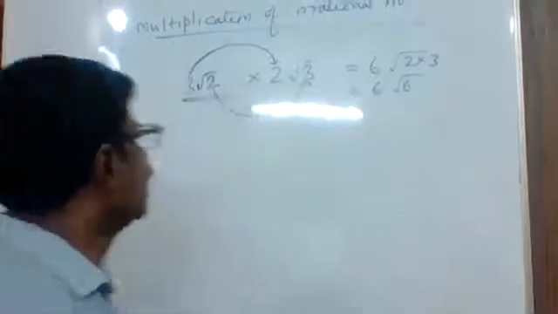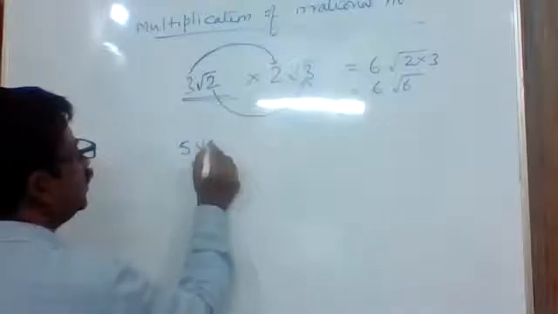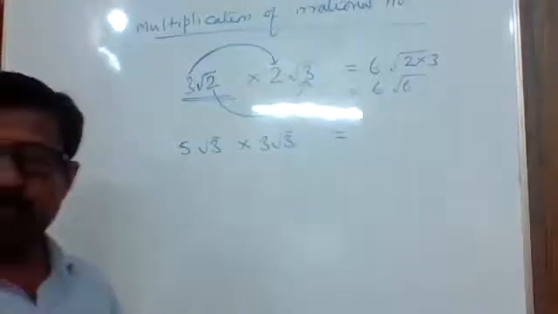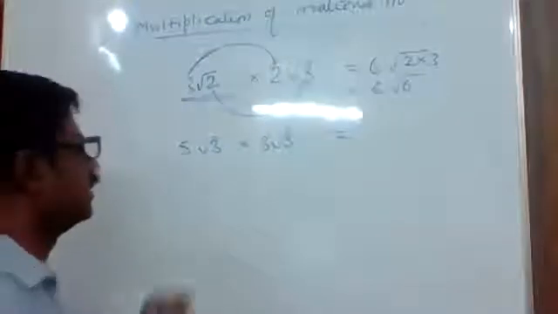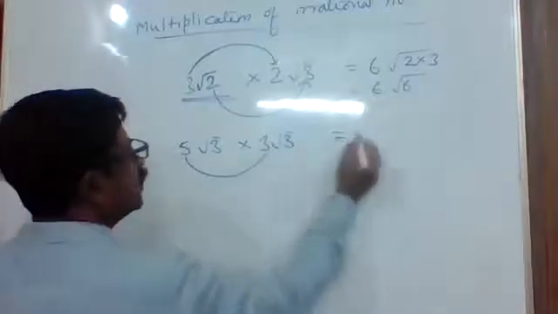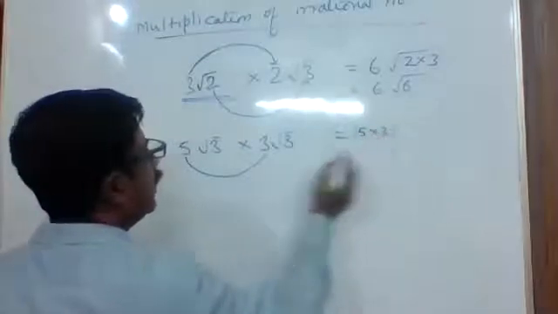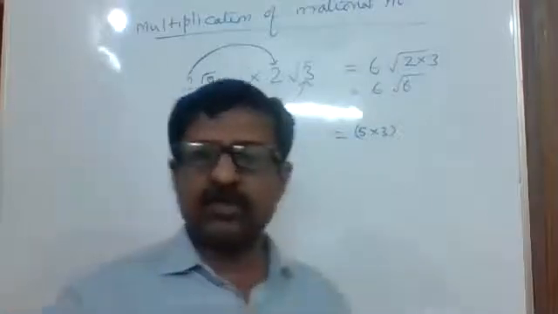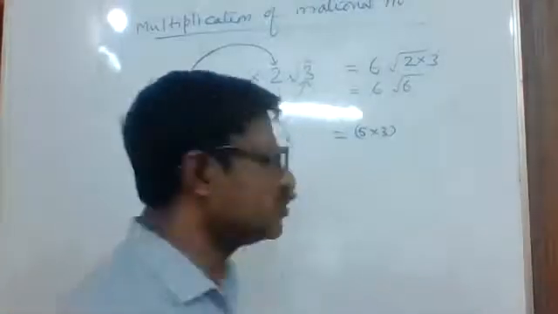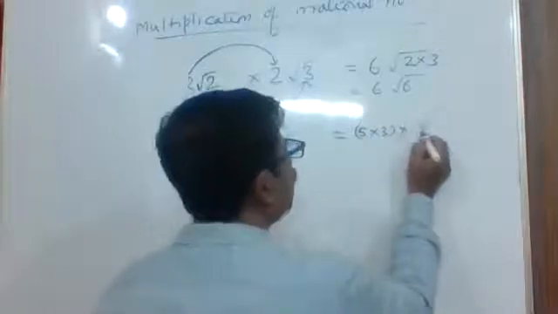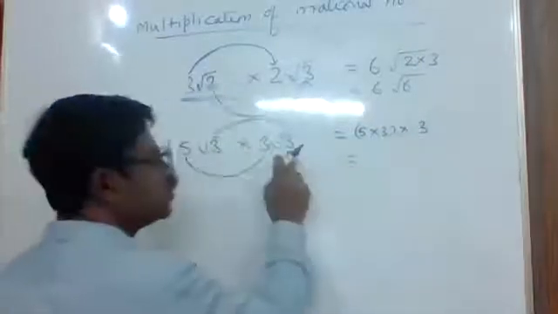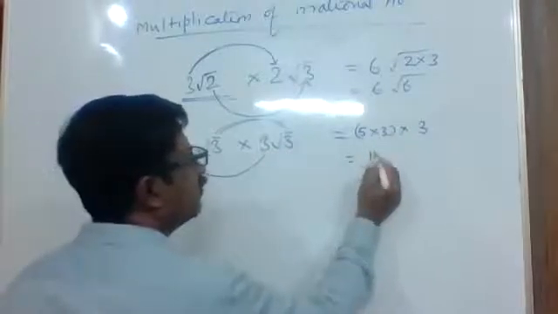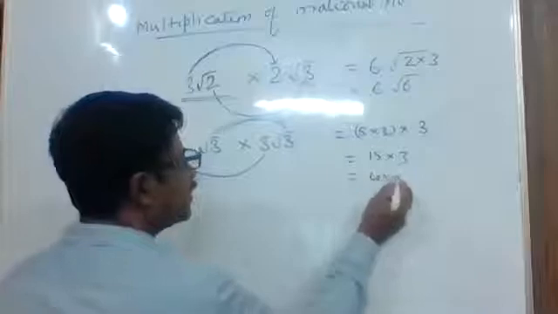That's all. If I've got 5 root 3 into 3 root 3, taken 5 root 3 and 3 root 3, the procedure is the same. We multiply 5 into 3, that is 15. Now this root 3 and root 3 has to be multiplied, and we know that when root 3 is multiplied 2 times, the root sign will be removed and we get only 3. Root 3 into root 3, no need of writing root 9, directly you can write 3. Therefore 15, 3s are 45, that's the answer.